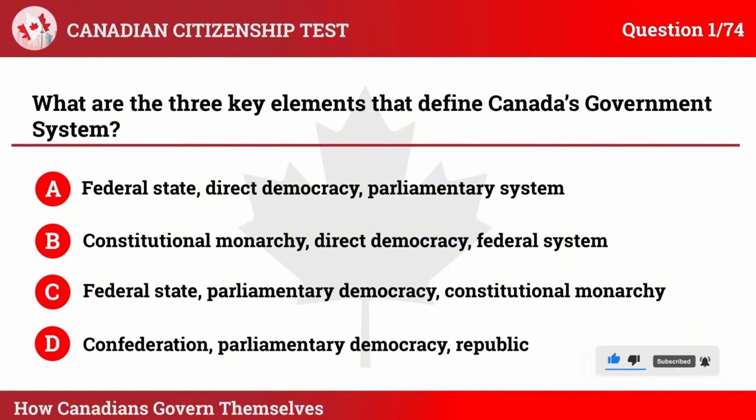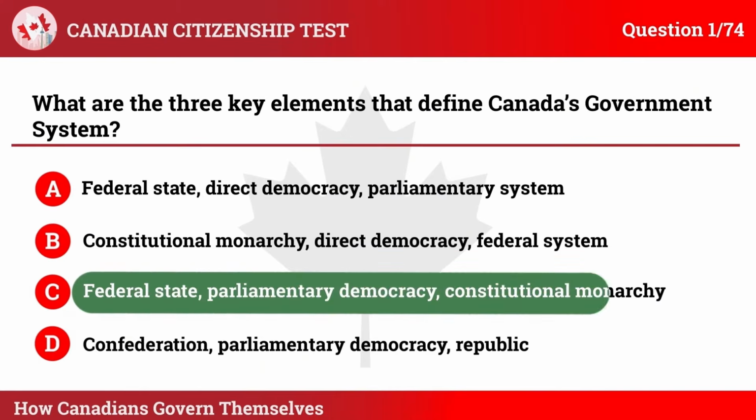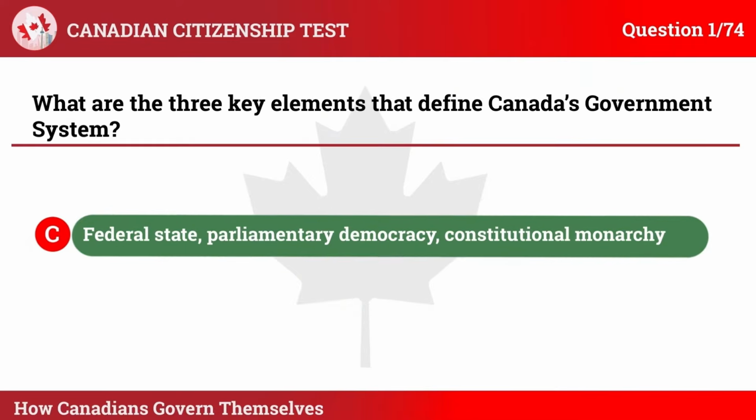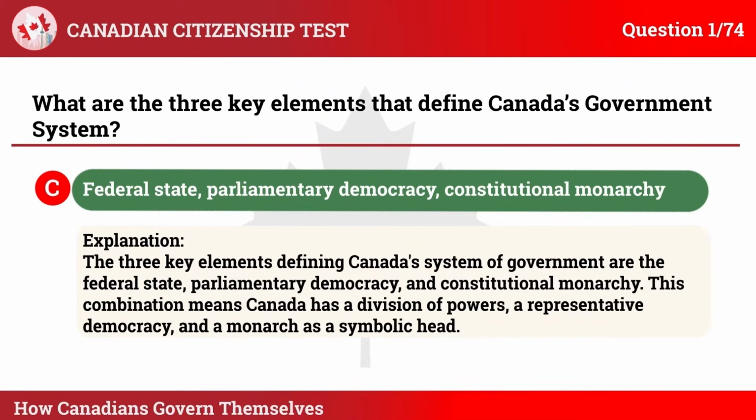The correct answer is C. Federal state, parliamentary democracy, constitutional monarchy. Explanation: the three key elements defining Canada's system of government are the federal state, parliamentary democracy, and constitutional monarchy. This combination means Canada has a division of powers, a representative democracy, and a monarch as a symbolic head.